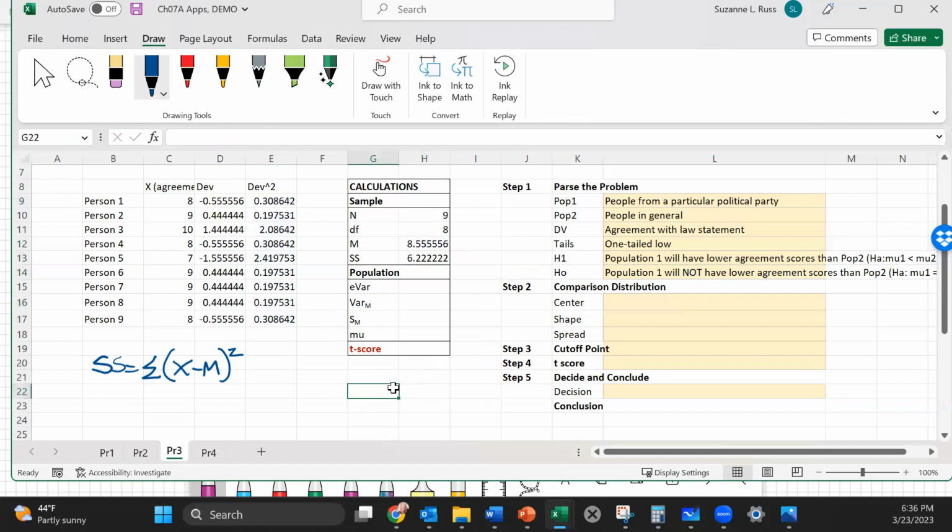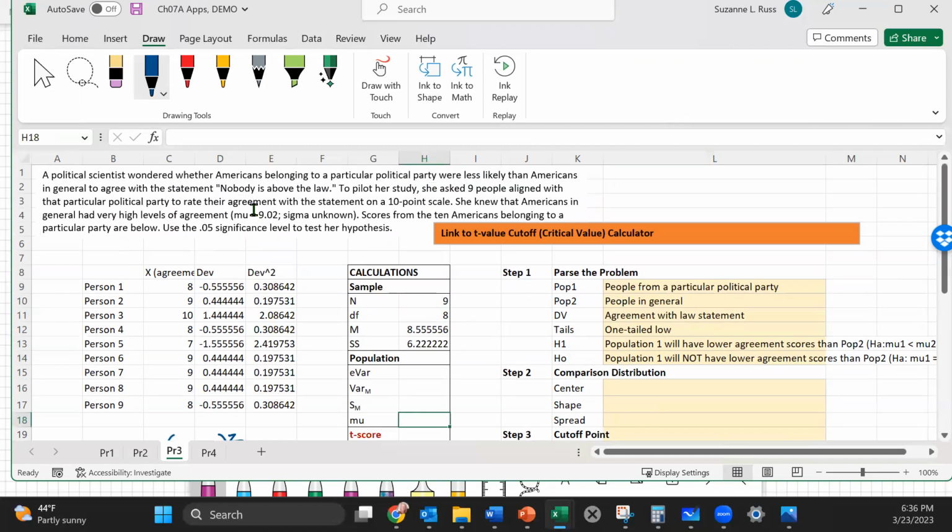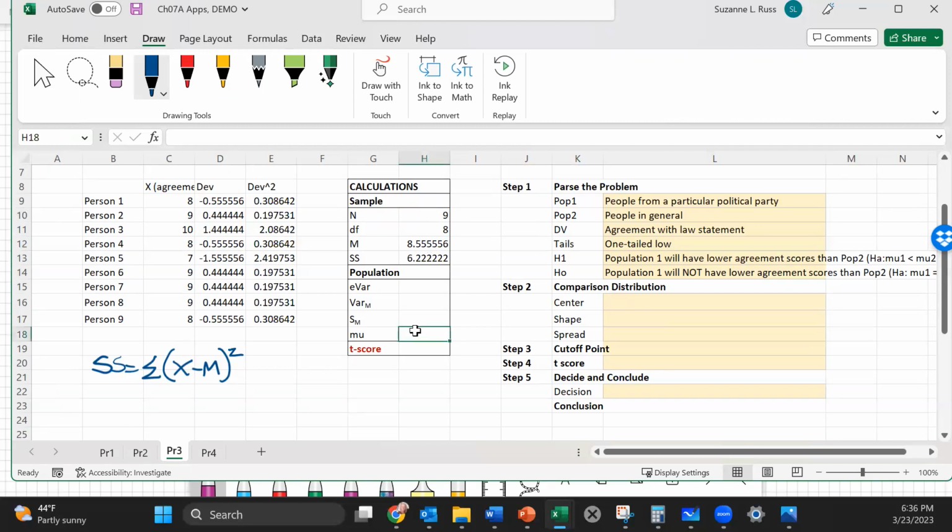Next, we go on and we figure out the comparison distribution. So first off, the center is going to be equal to mu, which is given in the problem. So let's look in the problem, and it says that it's 9.02. So I can type that in this cell. That will help us later on.